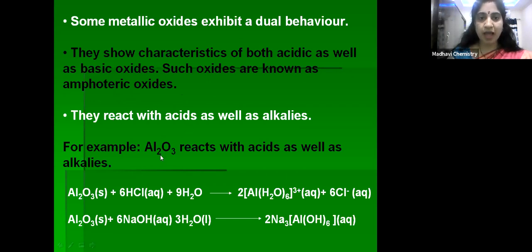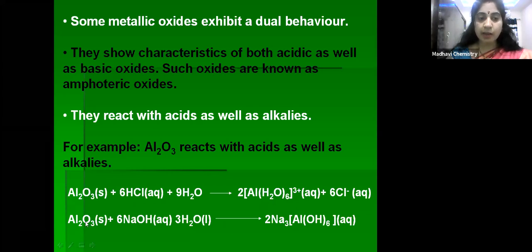For example, aluminium trioxide Al2O3 is an amphoteric oxide because it has both acidic as well as basic nature. For example, Al2O3, when it reacts with HCl in presence of water, gives [Al(H2O)6]3+, a complex hexaaqua aluminium 3 ion, plus 3Cl- ions. So Al2O3 is combining with acid. It means it has basic nature, right?